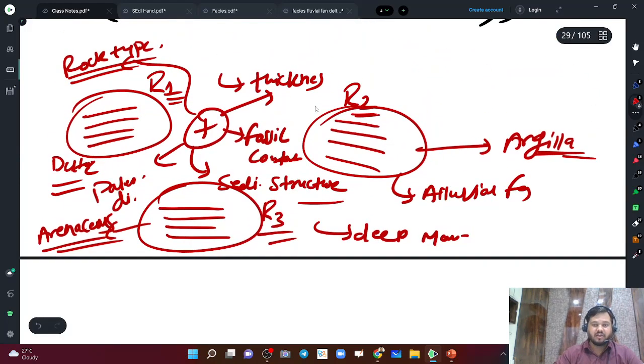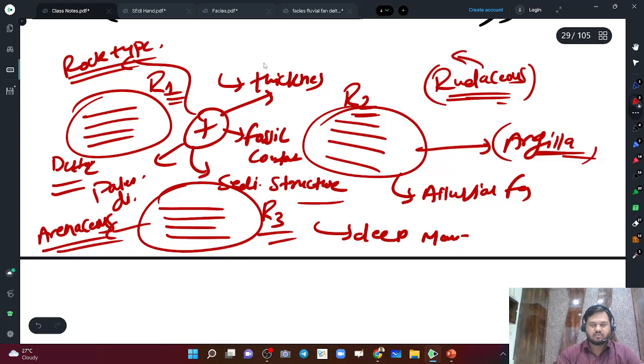This could be maybe what is rhodaceous? Anyone? ये पढ़ा है ना, ये classification भी, argillaceous, rhodaceous and arenaceous. These are the coarse grain, right? The conglomerates, all those. So coming back here.